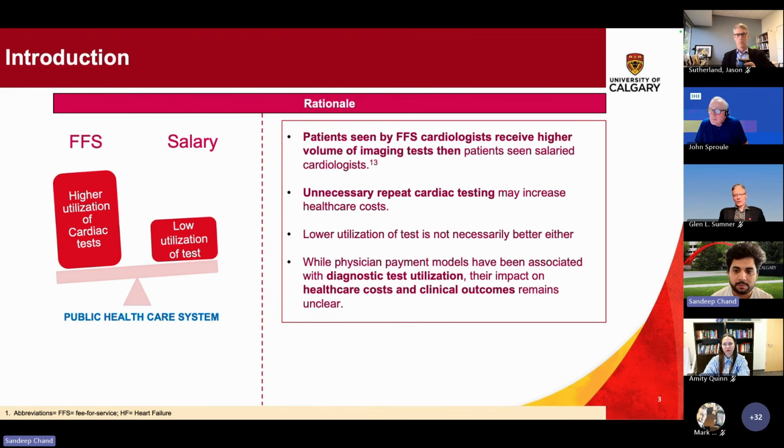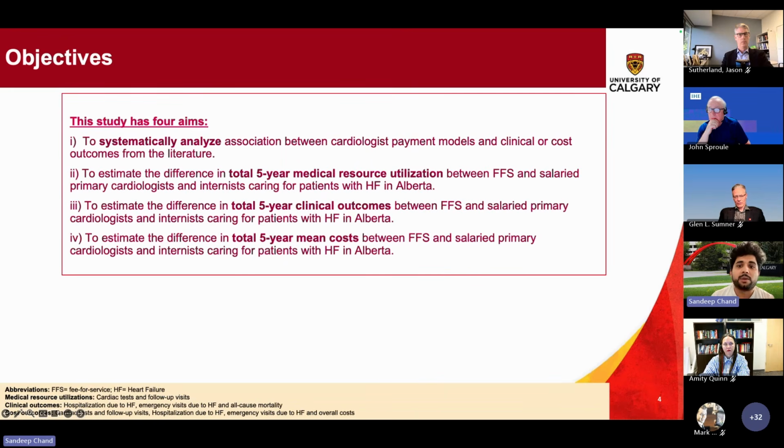We know payment models were linked to how much testing happens, and we didn't know whether the extra testing changed cost or whether patients ended up any better or worse in terms of important clinical outcomes. So we had four aims. First, a systematic review, gathering everything already published on how specialists in cardiology are paid and what this is linked to. Then we asked three questions using Alberta's own health records, comparing patients whose main specialist was fee for service against those whose specialist was salaried over 5 years.